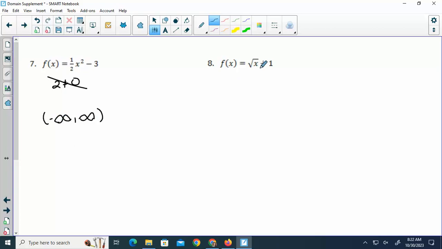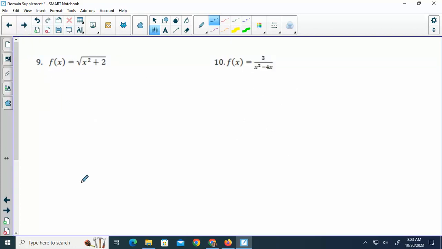All right. Number 8, we have a radical. So the radicand, the thing under the radical, has to be greater than or equal to 0. The only thing actually under the radical here, though, is the x. That plus 1 is on the outside. So it means x is greater than or equal to 0. We ignore the 1. So my domain is just bracket 0 to infinity. Thinking about transformations, what would that plus 1 do to your graph? Shift it up. So it would change your range, not your domain.